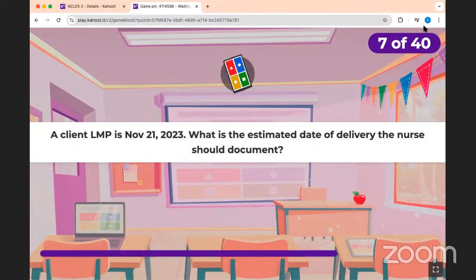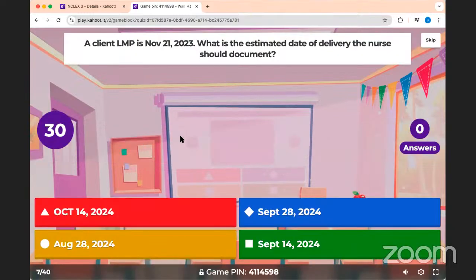The client's LMP is 21st November 2023. What is the estimated date of delivery? The nurse should document, right? What do you think? This is something you should know, right? You already know. I'm trying to test you. You have 30 seconds. You should be able to calculate it quickly. And if you know the concept, it is easy, right?